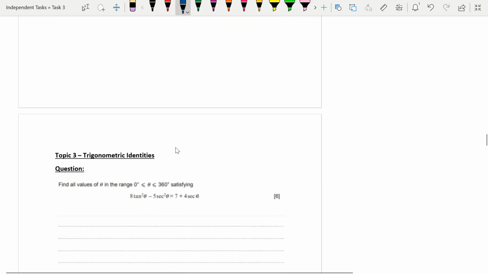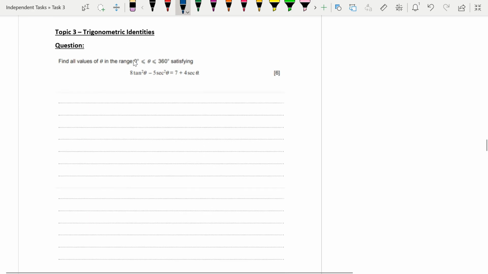Right, topic 3, we've got identities. Okay, so you would have done these loads and loads in Unit 1, but we've got new identities to use. So I've got, again, 0 to 360, so make sure we're back in degrees now. I've got 8 tan squared minus 5 sec squared equals 7 plus sec theta.